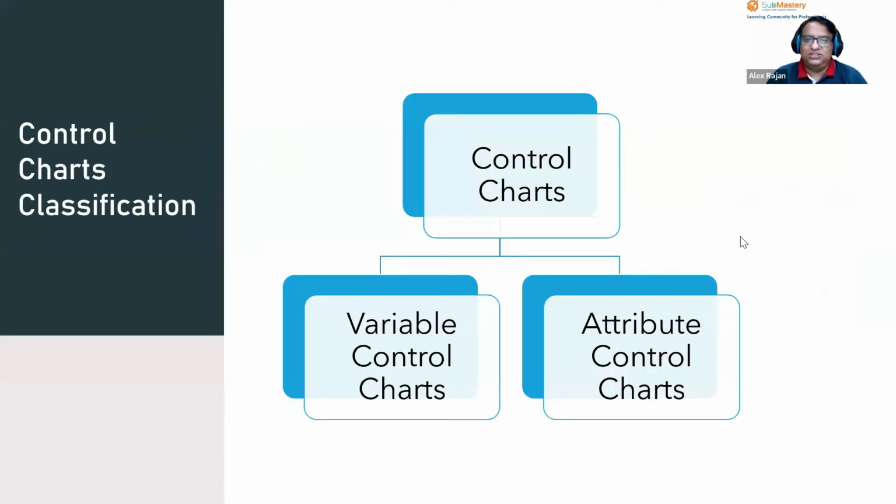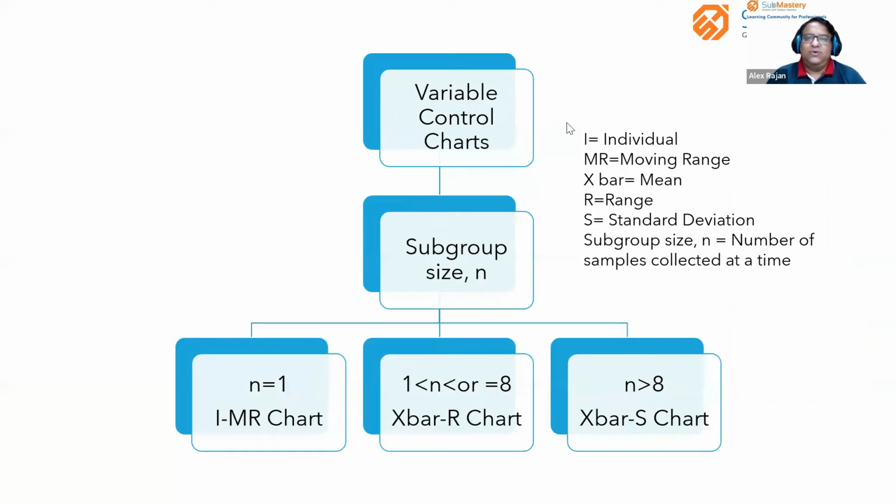So different control charts are there, just for your understanding. Variable control charts and attribute control charts are there, based on what we are controlling or what metric we are measuring from the process. Variable control charts are based upon how many samples we are collecting at a time. If every time we are taking only one sample, then we use the IMR chart. If the subgroup size, the number of samples we collect at a time, is more than 1 but less than or equal to 8, we use the X bar R chart.